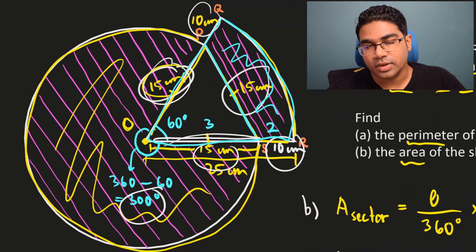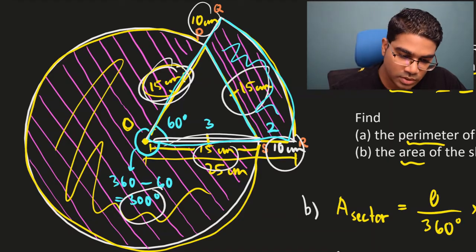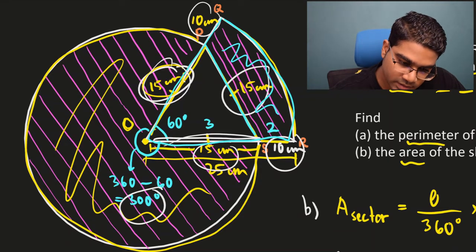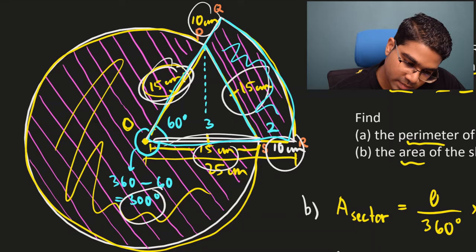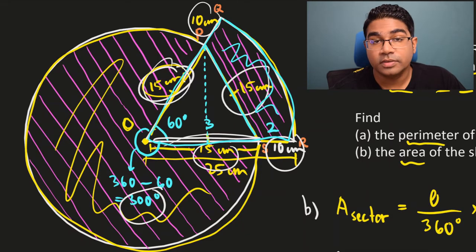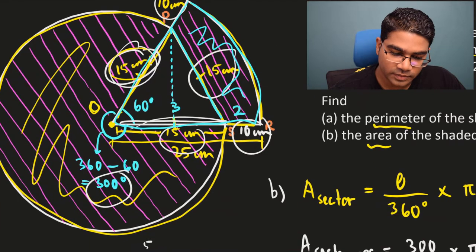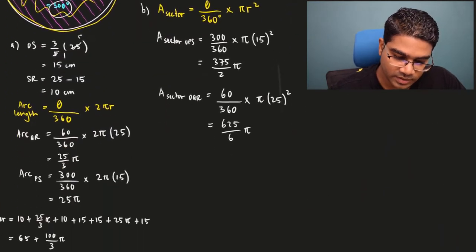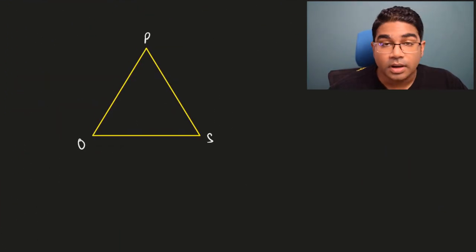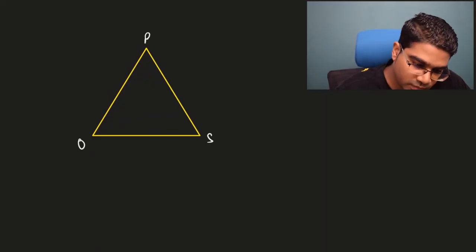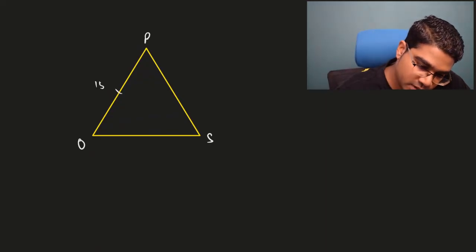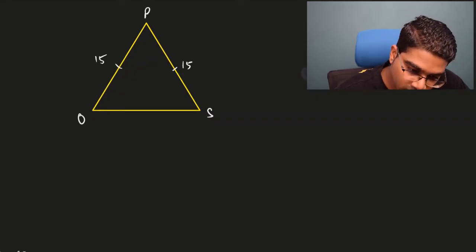This is an equilateral triangle, so we need to use half base height, half times base times perpendicular height to find the area of the triangle. So what is this height? Now let's focus on this triangle. I'm going to draw this triangle separately. This is our equilateral triangle that we have. We already know that this is 15, this is 15, and the bottom is 15 as well. But now we need to find the perpendicular height.